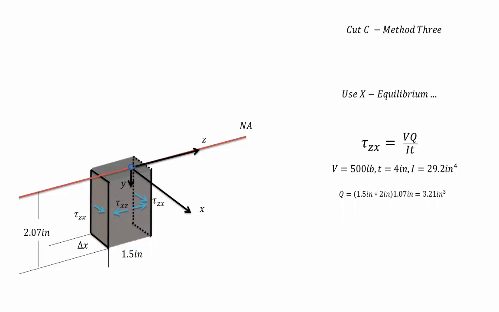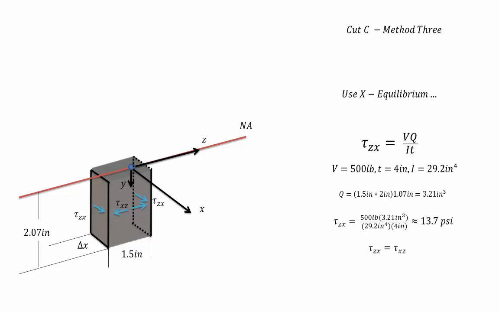Now we need to find Q for this section, so we have just one section this time below the neutral axis, so it'll be positive. Its dimensions are 1.5 inches by 2 inches, and its center is 1.07 inches away from the neutral axis. Pretty simple. So Q equals 3.21 inches to the third. We're going to plug all these numbers into our tau equation and find that tau is equal to 13.7 psi. And, as usual, tau zx is equal to tau xz.